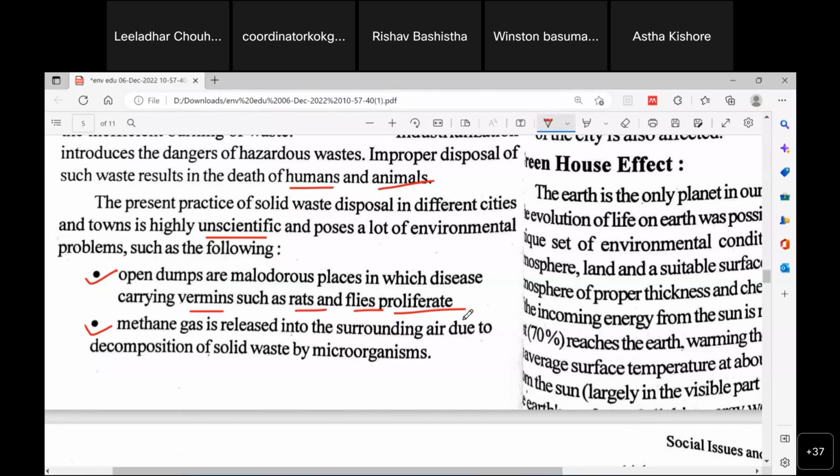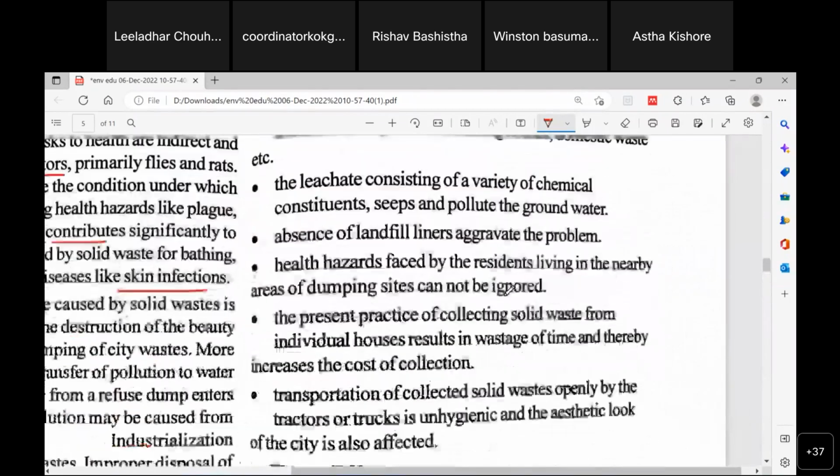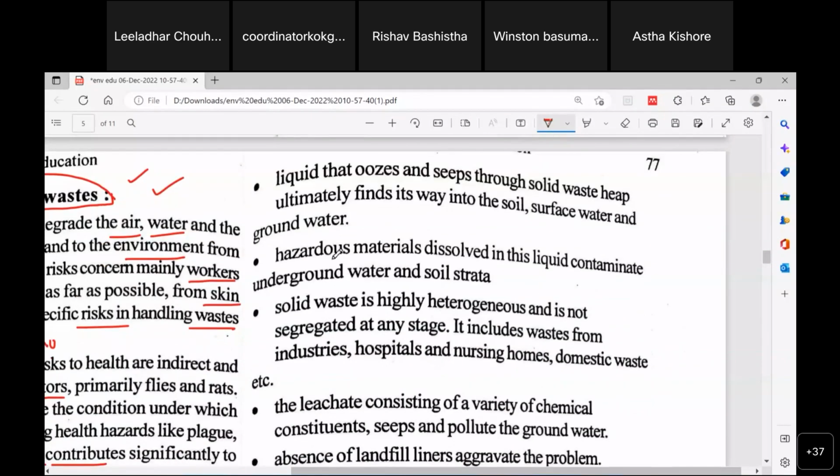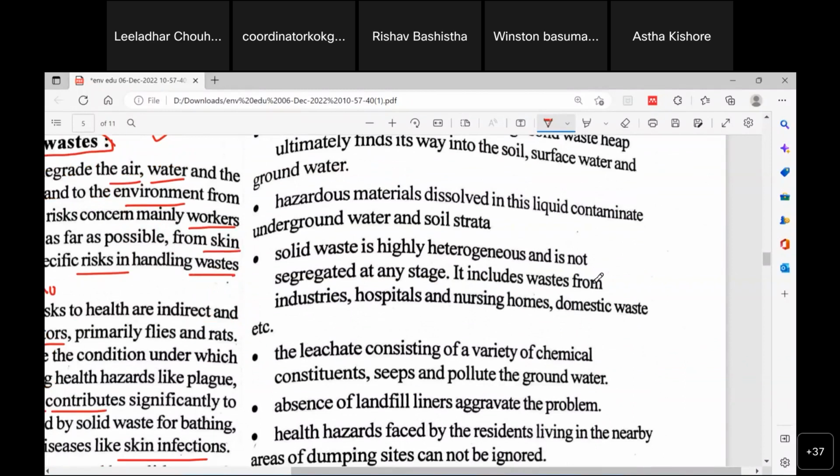Methane gas is released into the surrounding air. Some of the materials degrade and release methane gas into the atmosphere, and that is also not good for us. A few things, like liquid that oozes and seeps through solid waste, ultimately find their way into the soil, surface water and groundwater. This liquid may carry heavy metal ions that go to soil, surface water and groundwater, and it may come to our drinking water. That is very hazardous. Hazardous materials dissolve in this liquid and contaminate underground water and soil strata. Strata means layer.